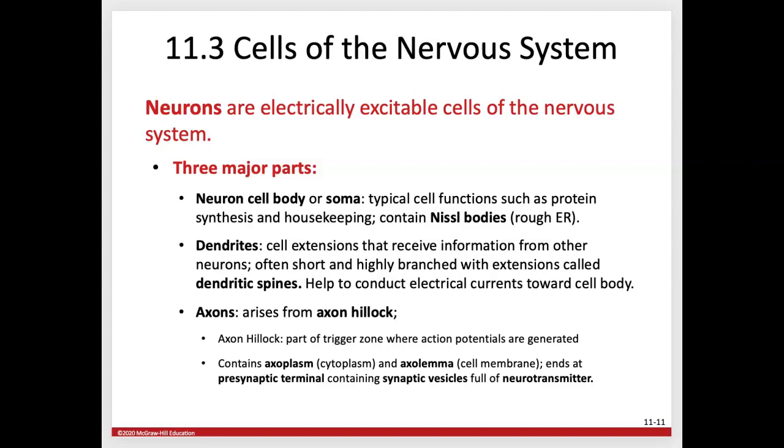It functions just like other cells function, in that it performs protein synthesis. There's some housekeeping that goes on. There are also Nissl bodies in the neuron that we'll talk about a little bit later. Another part of the neuron is the dendrites, and these are extensions that are the receivers of information. So, the input portion of the cell.